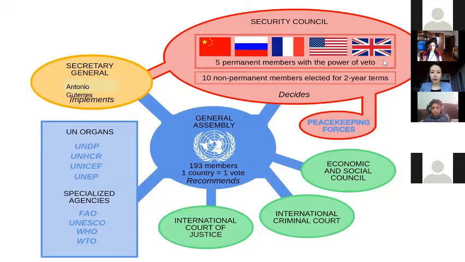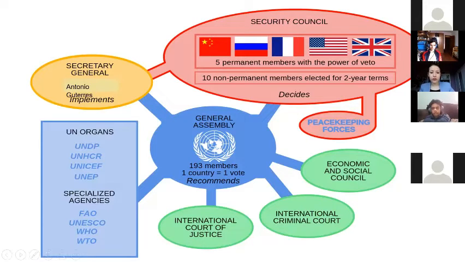It consists of 5 permanent member states who have the power of veto. These are China, Russia, France, the US, and the UK. And there are also 10 non-permanent members who are elected for 2-year terms by the General Assembly. Also, the Security Council authorizes the peacekeeping forces. So this is the part of the UN which can decide about, for example, launching a peacekeeping mission at a country which, for example, is under war or something like that.